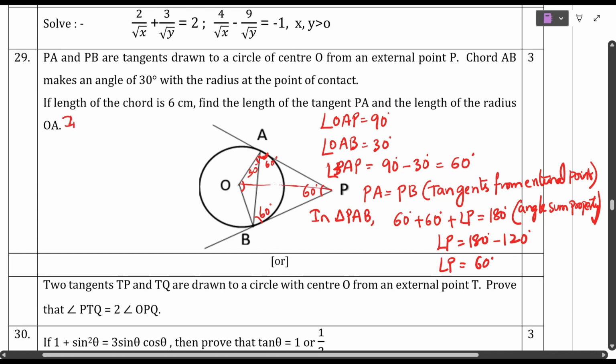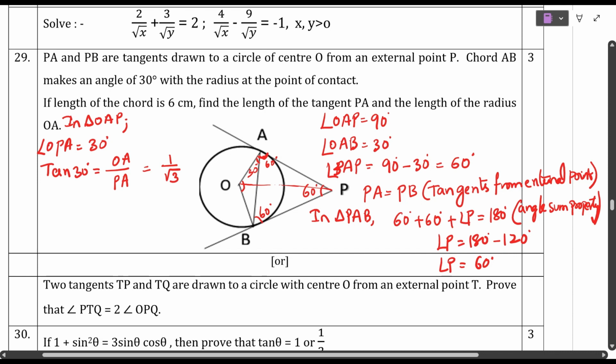So in triangle OAP, angle OPA will be equal to 30 degrees. Why? Total angle P is 60 degrees and the line from the center bisects the angle. So this is 30 degrees. Now tan 30 degrees will be how much, students? Tan value is opposite side by adjacent side. That is OA by PA. Understood? And tan 30 is how much? 1 by root 3. Did you understand, students?